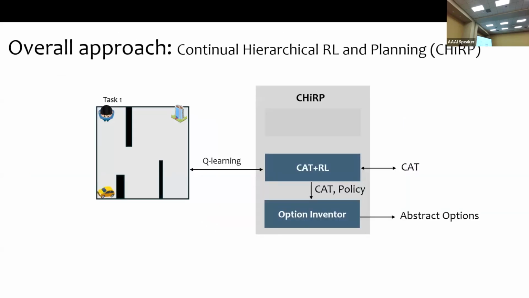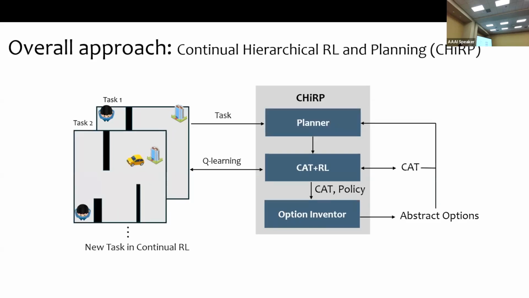So our overall approach here is to combine planning and learning. We start with a task where we first learn state abstractions autonomously in the form of a CAT, a conditional abstraction tree, and we learn a policy for that particular task. The idea is to use these state abstractions, which are autonomously generated, to invent options. And when a new task comes in the continual RL setting, we can then use the planner to compute a plan over the existing options that we have learned.